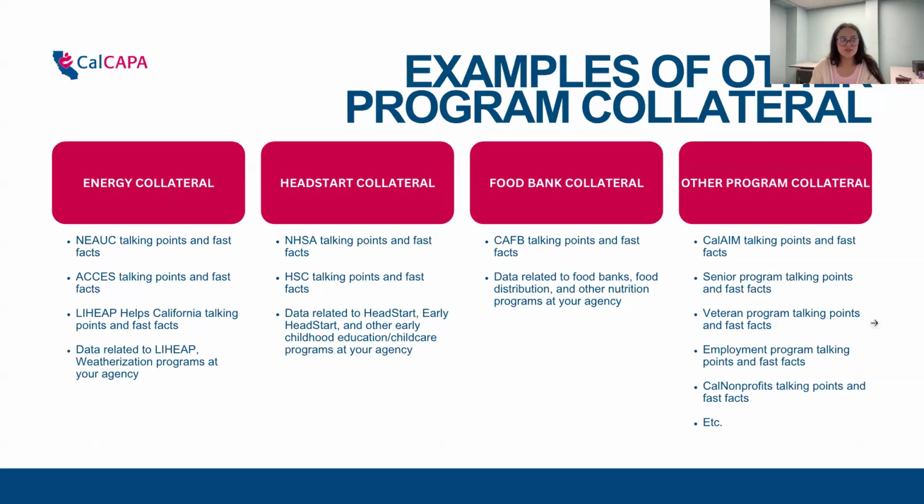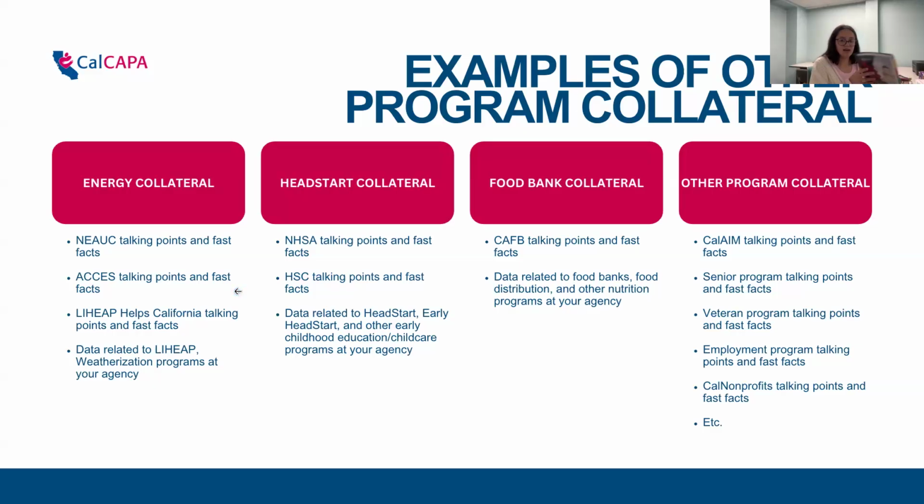Now I wanted to get into what I mean by other program collateral. This will differ depending on if you're talking to federal legislators or state legislators. For example, maybe you run some energy programs. For the federal legislators, you'd probably include those new act talking points. If you're talking to state legislators, maybe you're including LIHEAP Helps California, or you're including access talking points.